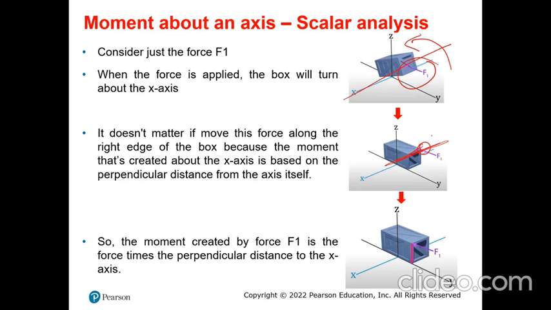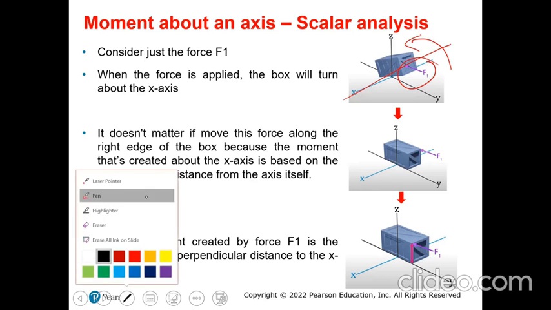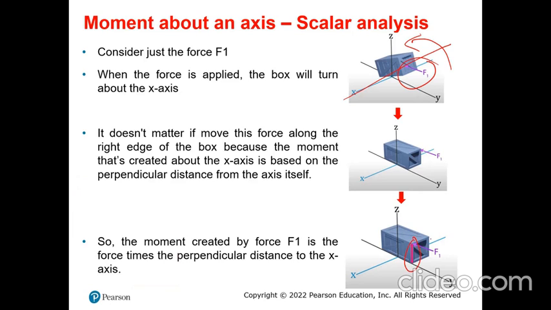Why is that? Because for the particular force we have here, if we consider the perpendicular distance, that's our perpendicular distance. On the third figure, we can see our perpendicular distance. No matter where the force is applied on this right edge, whether here or anywhere on the right edge, this perpendicular distance is going to be the same. So it is not going to change the moment created about this x-axis. Our moment is F1 times d, and there's no change in the perpendicular distance, so we can move it along any direction.